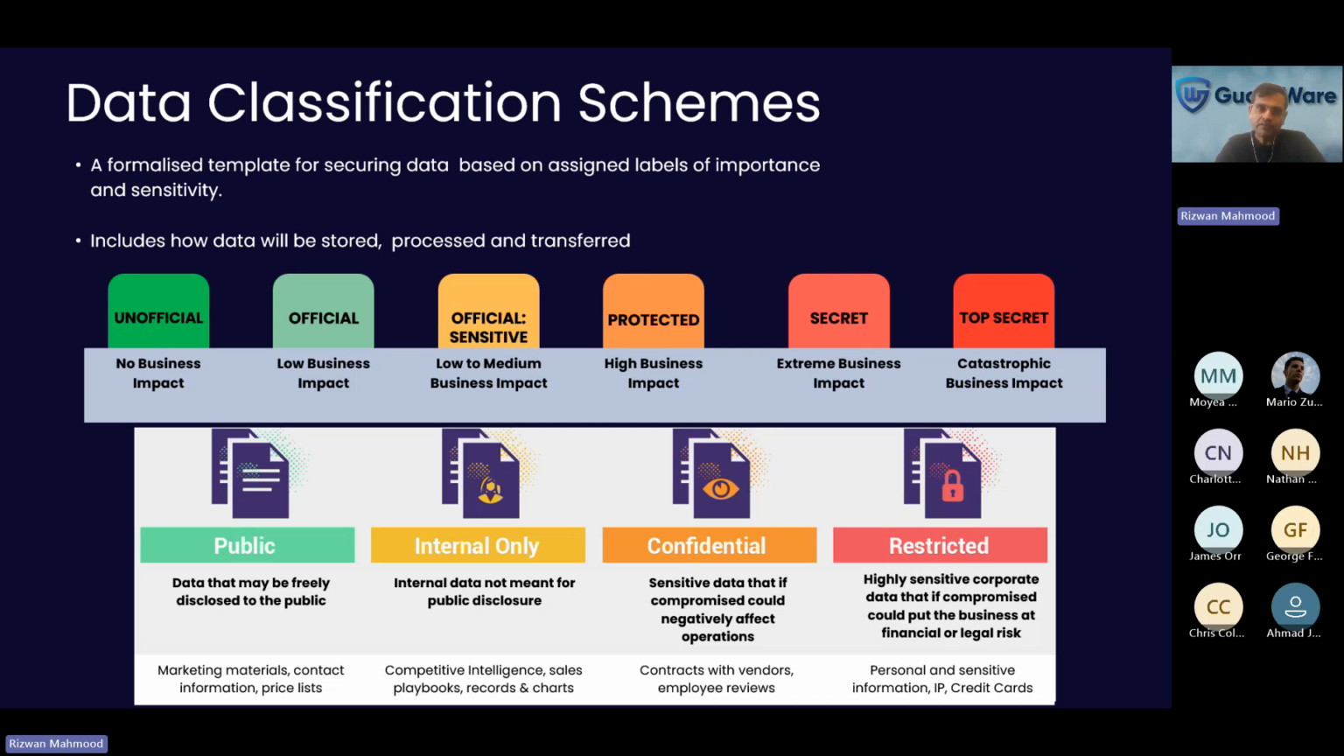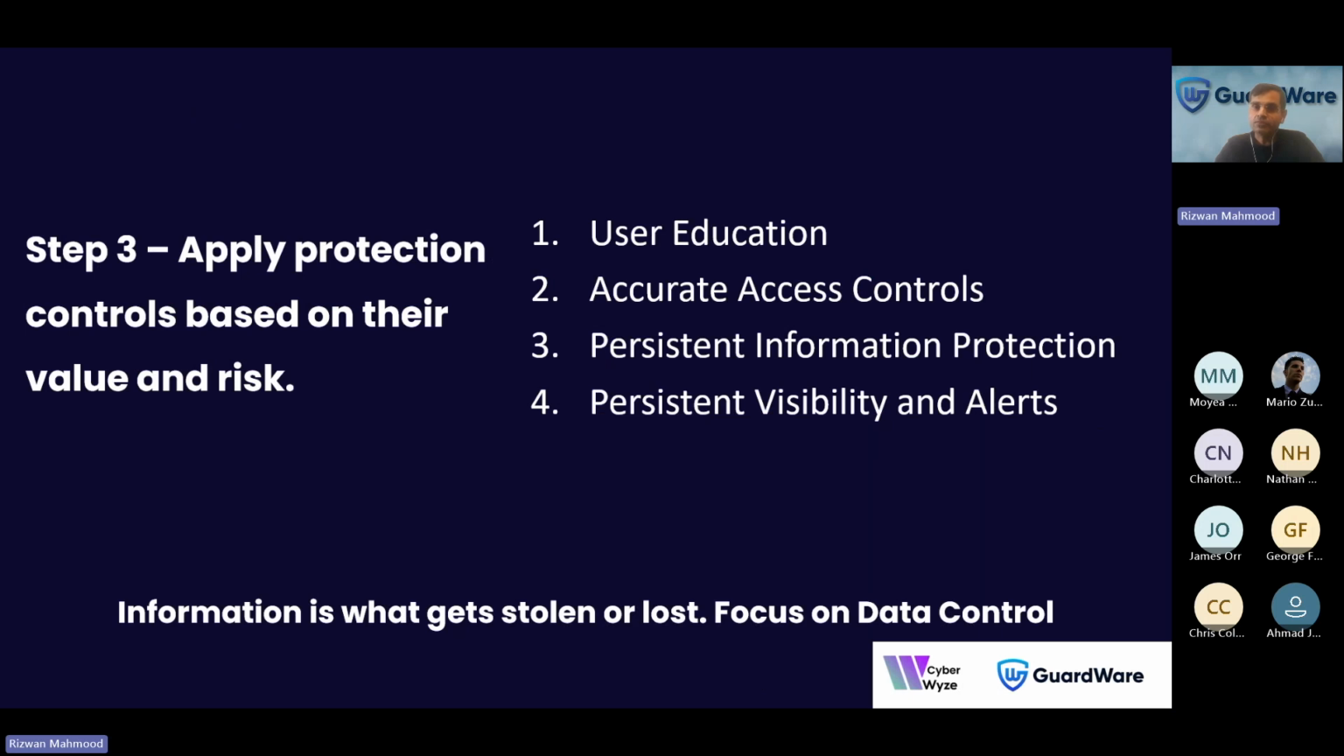So internal only is internal data not meant for public exposure, things like competitive intelligence and the sales playbook. Then you have stuff under confidential, like contracts with vendors, employee reviews, etc. And then you can have restricted, like PII data, credit card information, and so on. So now that we have classified the information, the next step is that we can start to apply some level of protection around it based on the classification levels.